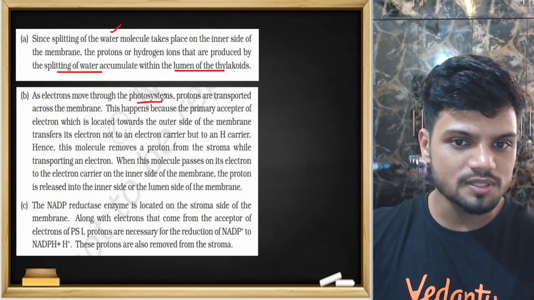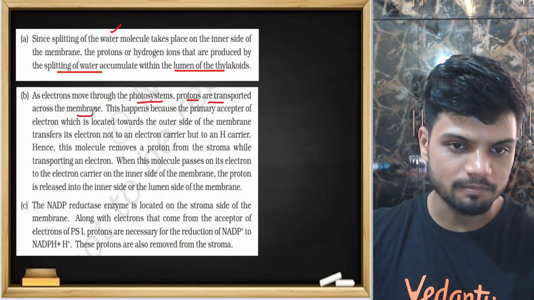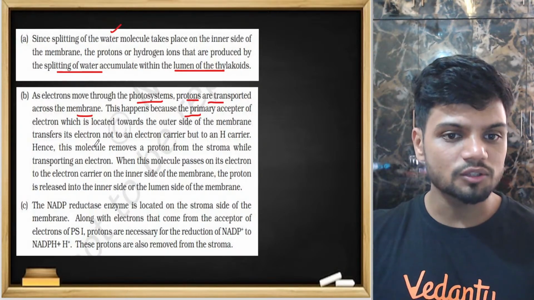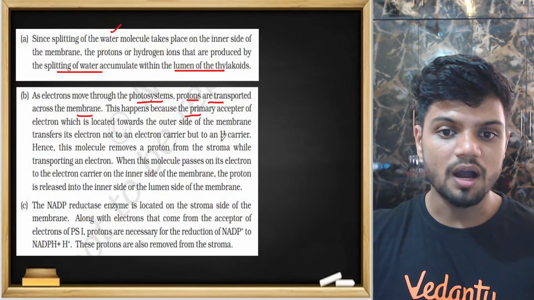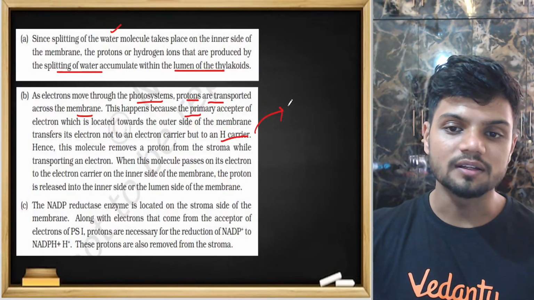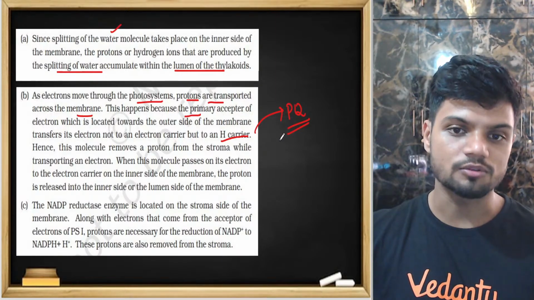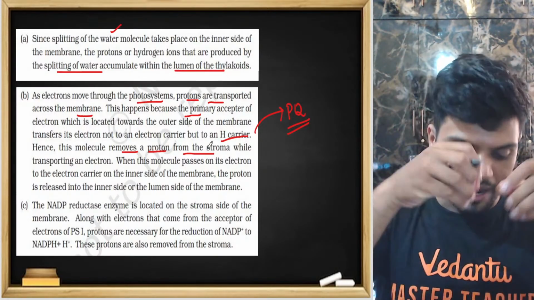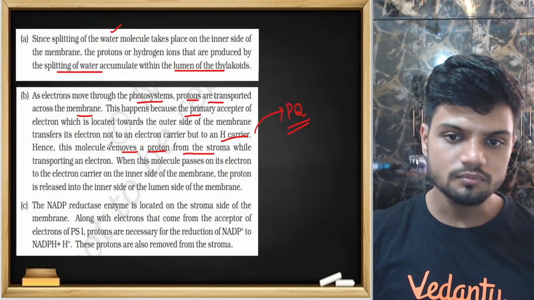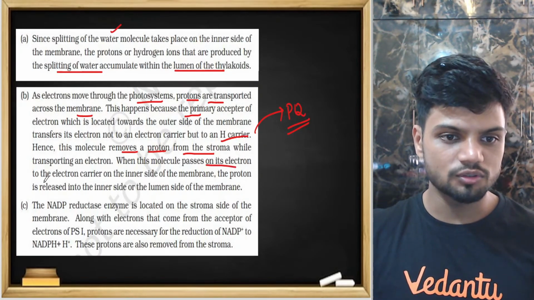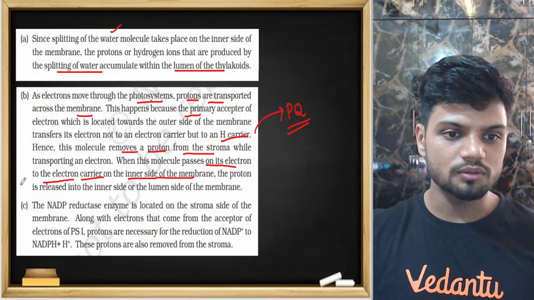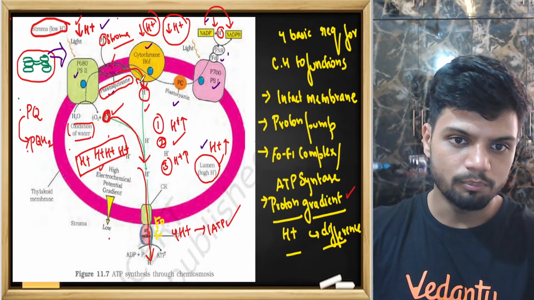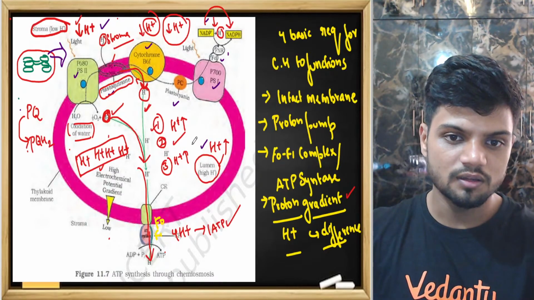The second one, you see. As electrons move through the photosystem, protons are transported across the membrane. This happens because the primary acceptor of the electron, which is located on the outside of the membrane, transfers the electron not only to an electron carrier but to a hydrogen carrier. Who is the hydrogen carrier here? That is PQ. PQ is a hydrogen carrier also. This molecule removes a proton from the stroma, snatching one from the stroma and sending it inside the lumen. When this molecule passes the electron to the electron carrier on the inner side of the membrane, the proton is released to the lumen side of the membrane. So can you see here? From this plastoquinone, a proton is sent towards the lumen, increasing the concentration inside.